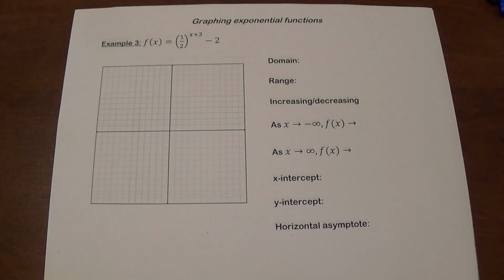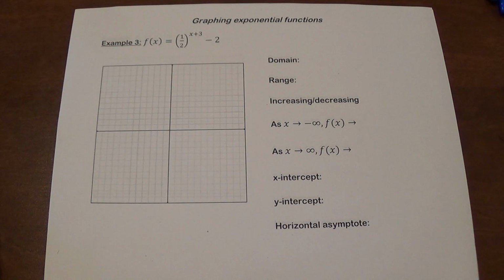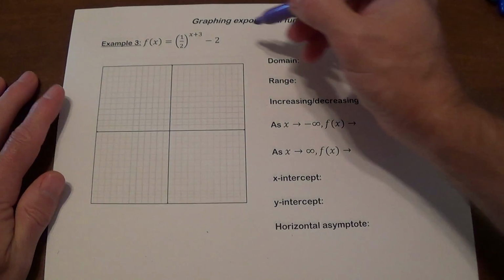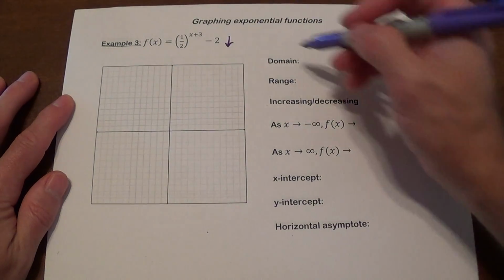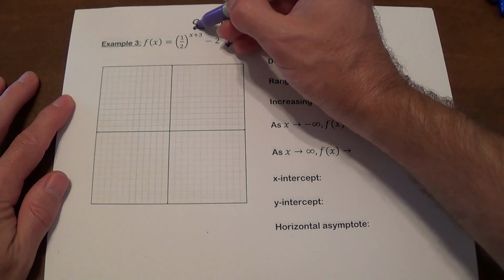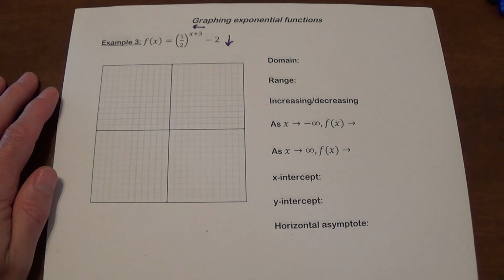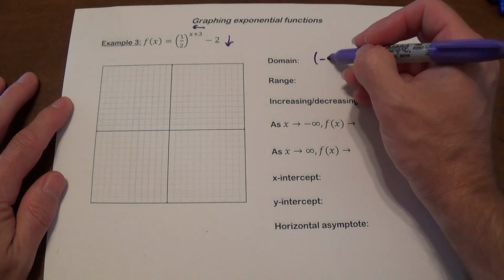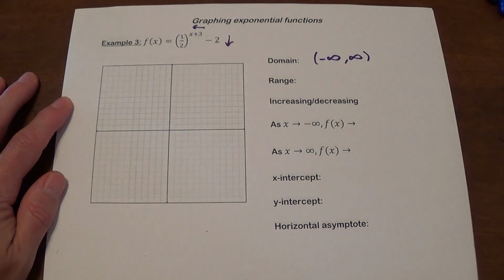Next one, so we have this. Let's take a look at this problem. First of all, we have two transformations here. This is going to be a shift 2 units down. This here is going to be shift 3 units to the left. The domain stays the same. That number is not going to change.